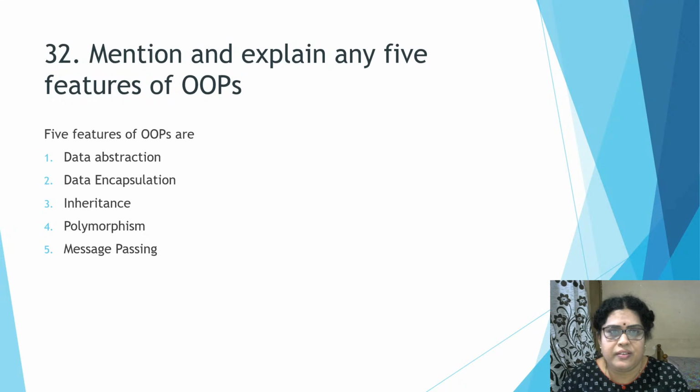The next question says mention and explain any 5 features of OOPS. OOPS is Object Oriented Programming Languages. So they've asked you to mention and explain any 5 features of OOPS. This can be asked as characteristics of OOPS, or in 3 marks they may ask you individually the definition of these 5 words, or they may ask you to explain the principles of OOPS. So for everything the answer is going to be the same.